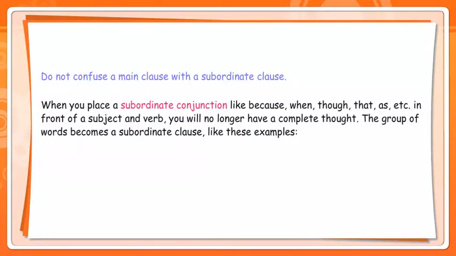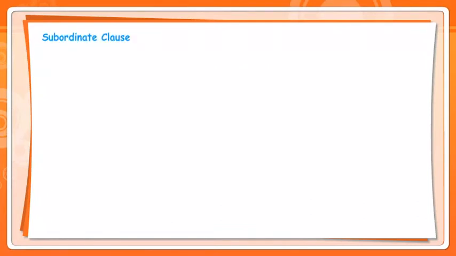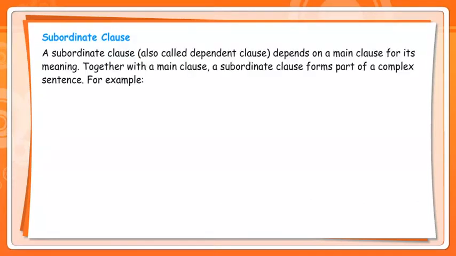When you place a subordinate conjunction like because, when, though, that, as, etc. in front of a subject and verb, you will no longer have a complete thought. The group of words becomes a subordinate clause, like these examples: "As she was not there," "since you say so." Subordinate clause. A subordinate clause, also called a dependent clause, depends on a main clause for its meaning.